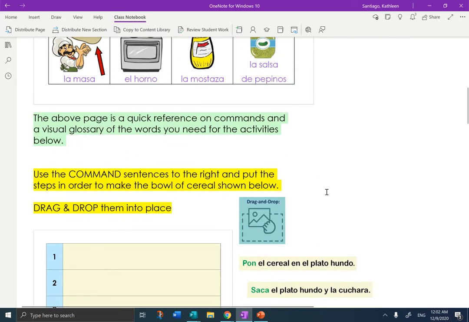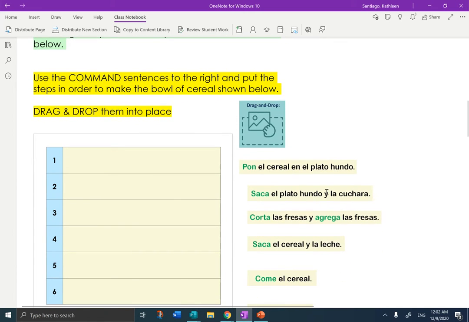Okay, then please read everything as you go. It says in green, the above page is a quick reference on commands and a visual glossary of words that you need for the activities below. I'm reading the yellow. Step 1. Now I'm scaffolding this. So first you're moving the instructions for the recipe, then you're going to be writing the verb, and then you're writing the whole recipe.